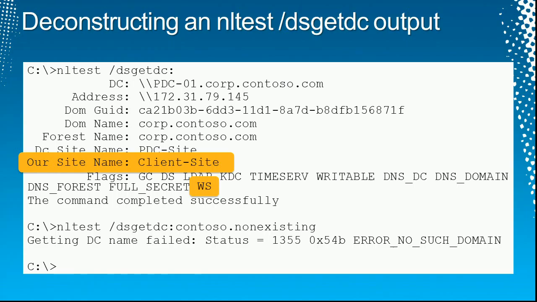In our case of ADAC, the ADWS flag is shown as WS in the output of NLTest. And this is the output, the very well-known output. If you see this, you can automatically understand that there's a problem locating domain controllers.